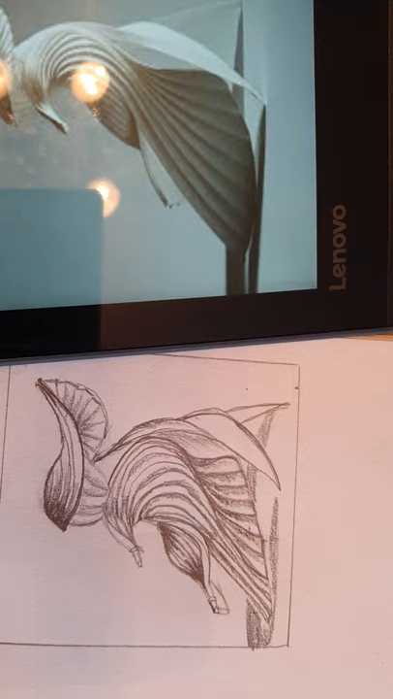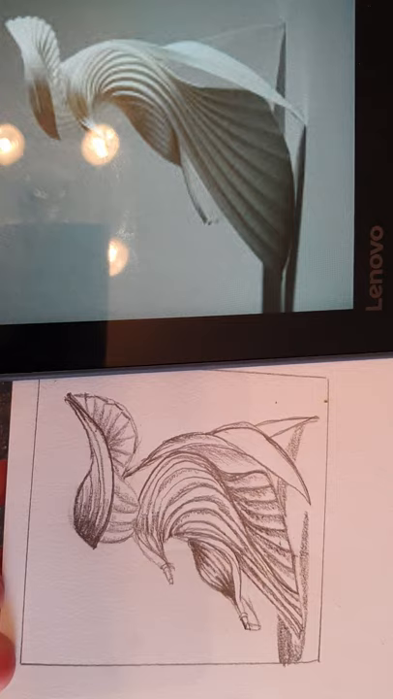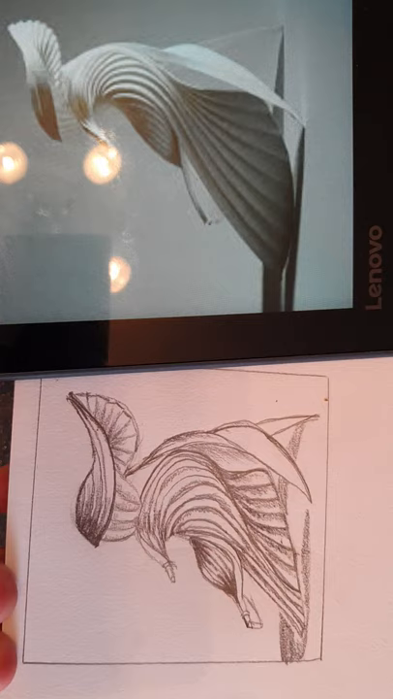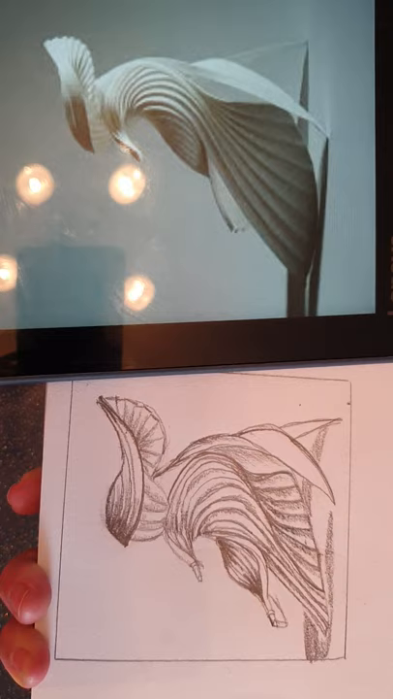Okay, do feel free to slow this down. Okay, you can see the dark and light from the shadows and the way the light has caught the folds in the paper. Hopefully you can think about how you can describe those.